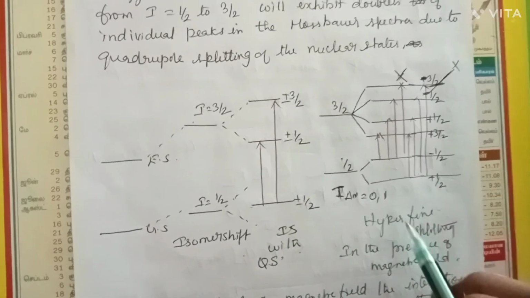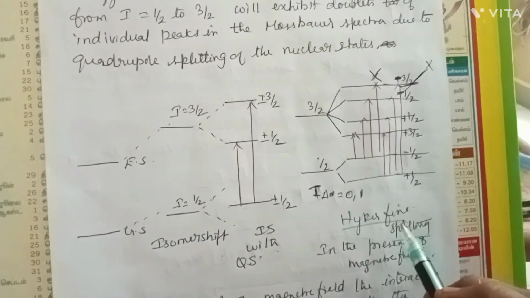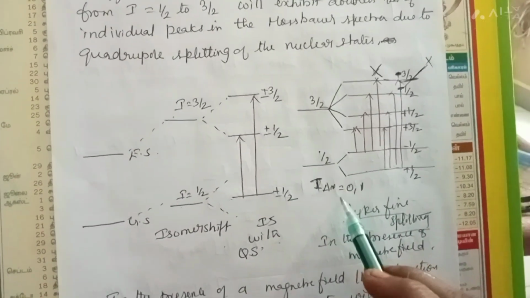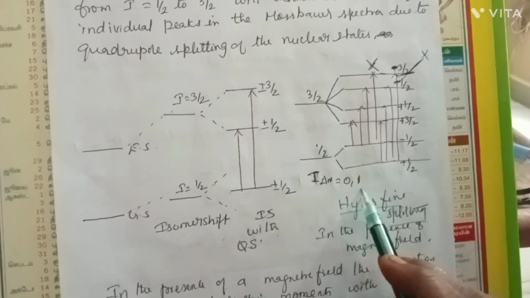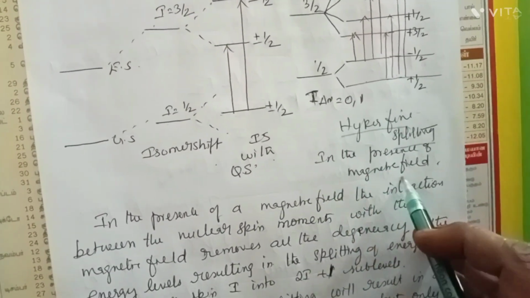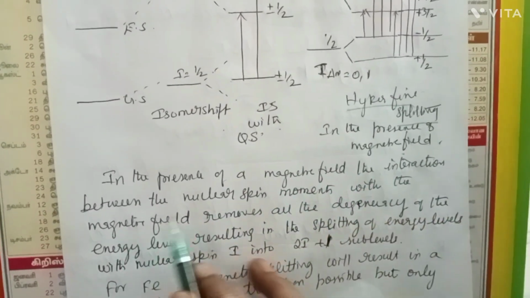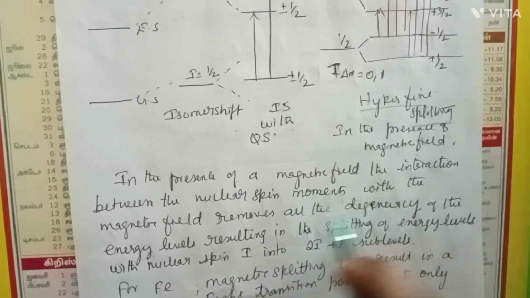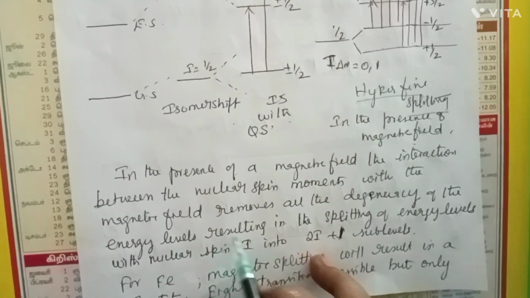Okay, so next is in the presence of a magnetic field. We are going to see about hyperfine splitting. So there is isomer shift and then the quadrupole splitting, and in the presence of the magnetic field, hyperfine splitting will occur. Okay, so that follows delta m equal to 0, plus or minus 1. Only such a transition is allowed.